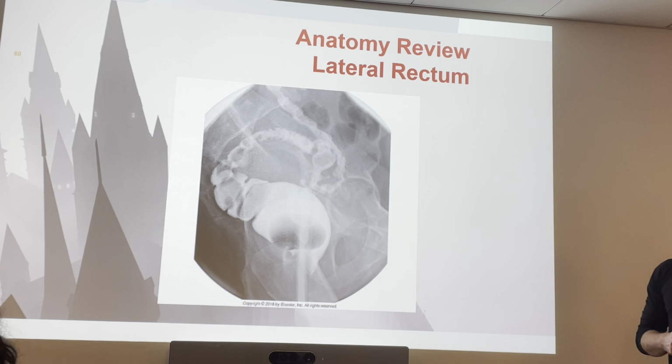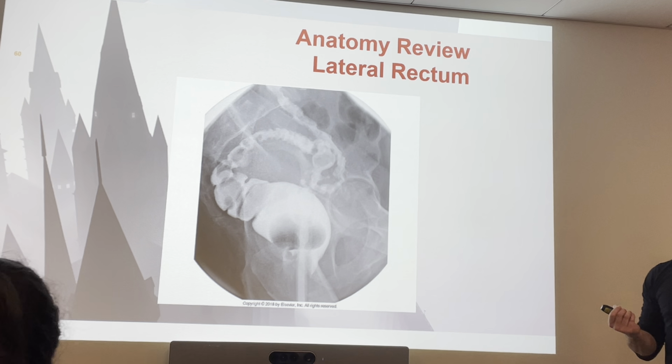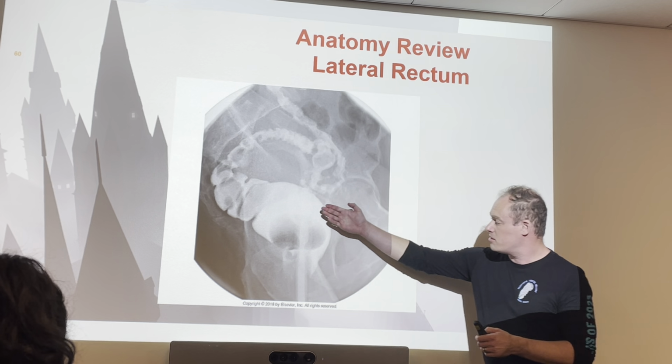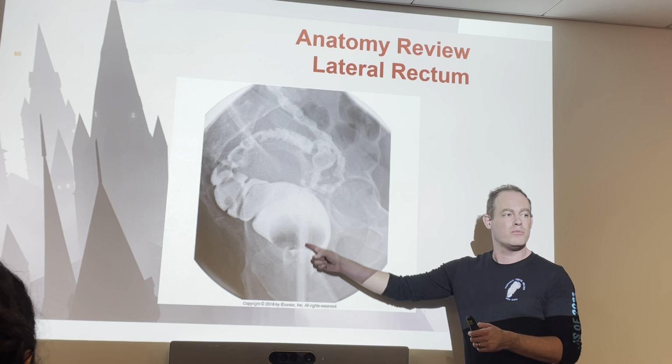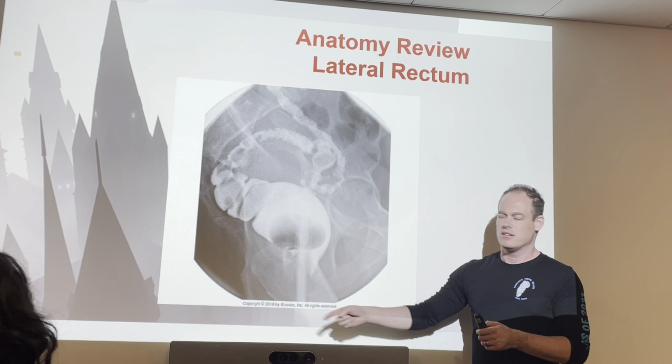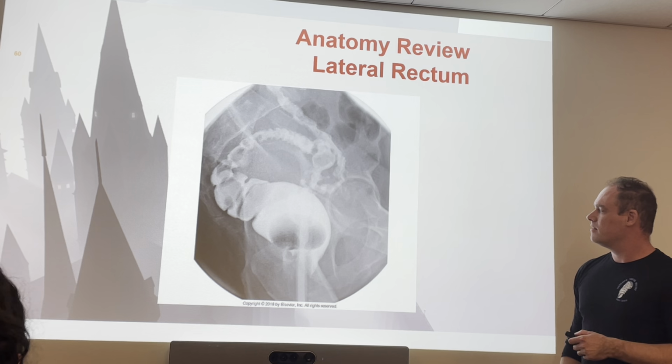This is an example of a lateral rectum x-ray. This is the rectum, this is the anal canal. There's the little probe for a barium enema there, guys. That's what it looks like on a lateral.